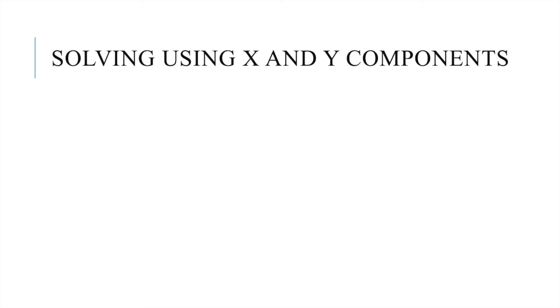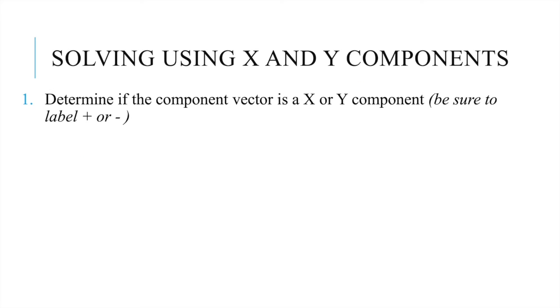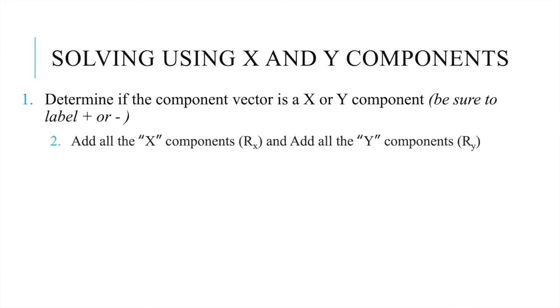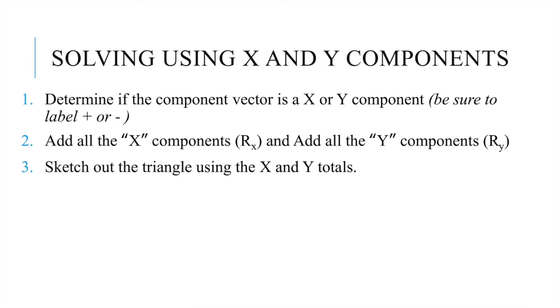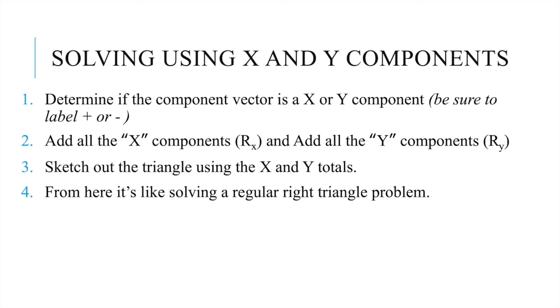Now, when we're solving using x and y components, we could just break things down into x and y, and later in the year we're going to do different things with them. But when we're solving just a vector problem using this x and y component method, we're going to determine if the component vector is an x or a y component, and we're going to add a positive or negative as needed. And then we're going to add up all the x's and add up all the y's. Essentially, this gives us the resultant x value and the resultant y value. And then we're going to turn this into a right triangle using x and y totals, right? And then from here, it's like solving a regular right triangle problem.